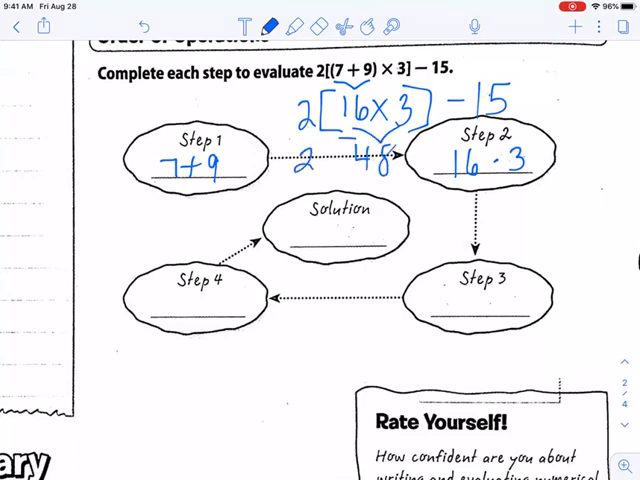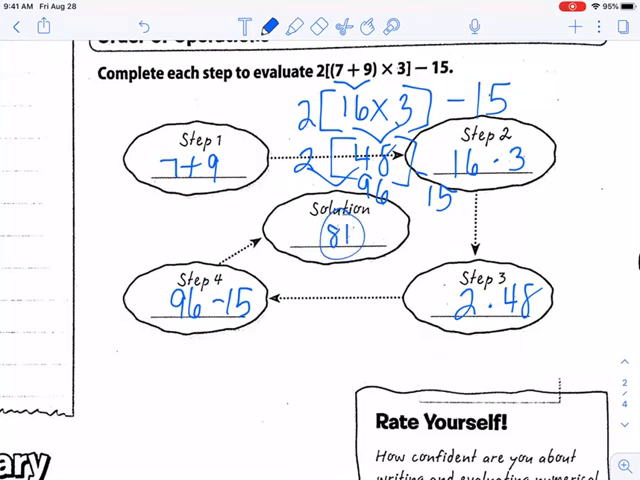So now you have 2 bracket 48 minus 15. Sorry, I'm running out of room here. Minus 15. So you have multiplication, because that 2 on the outside of the bracket means multiplication, and then minus 15. So you'd want to do your 2 times 48 next. And that's going to give you 96. So now you have 96 minus 15. And that's your last step to give you a solution of 81.